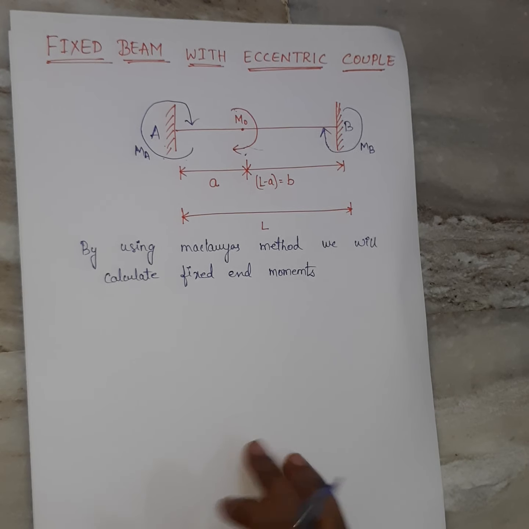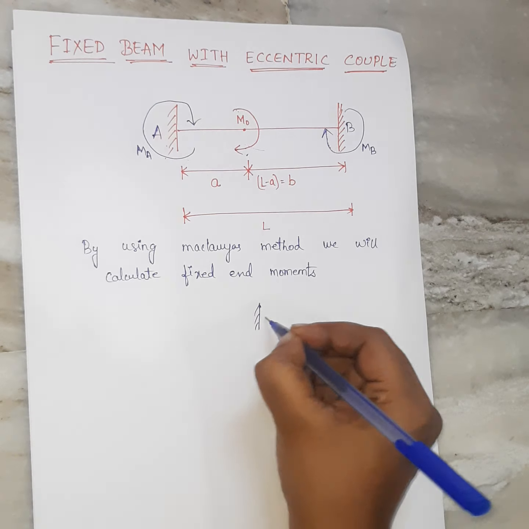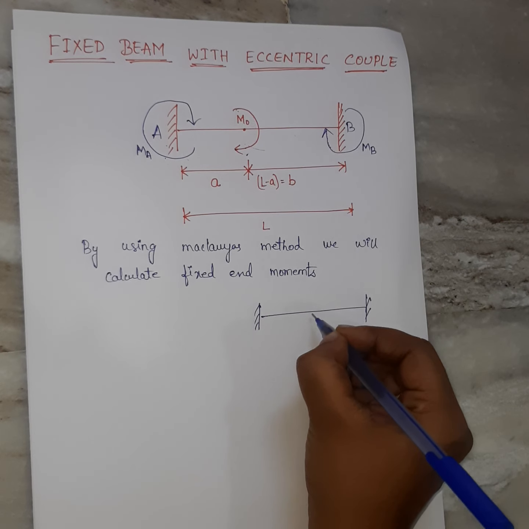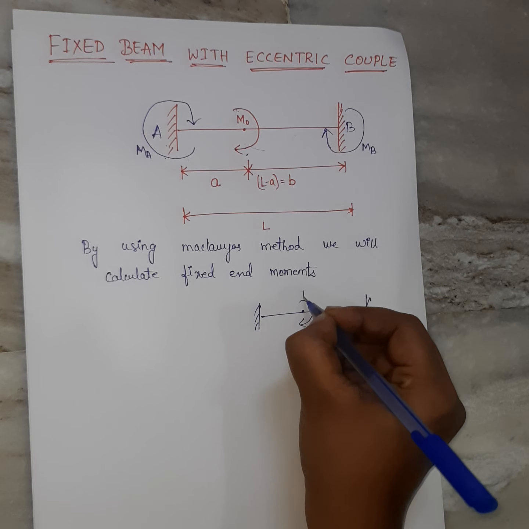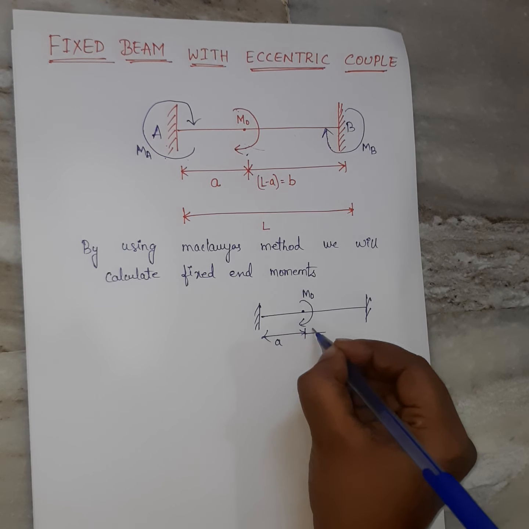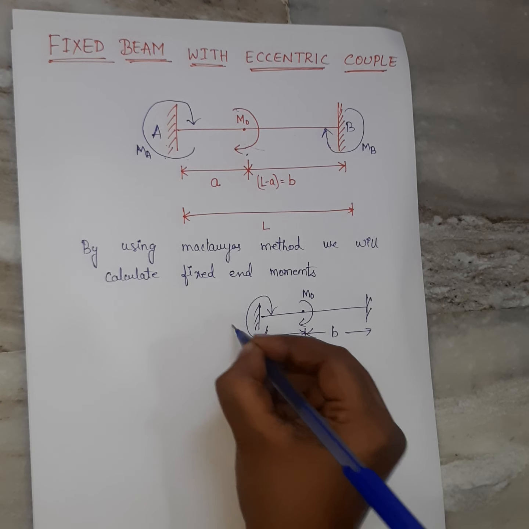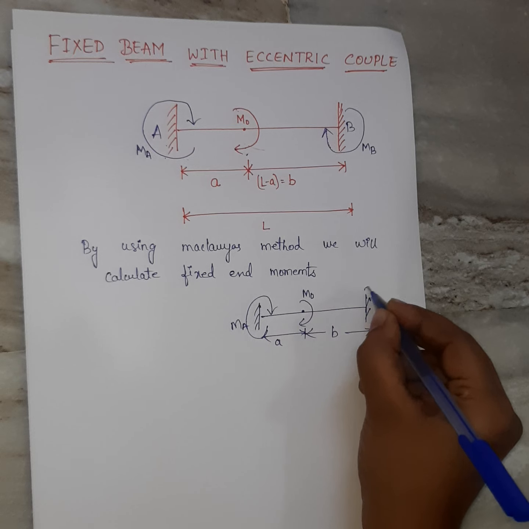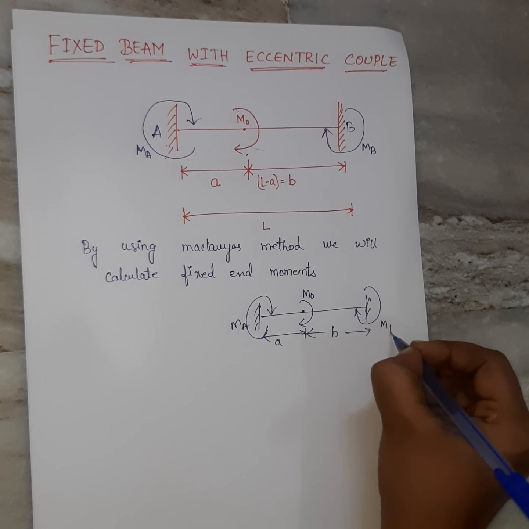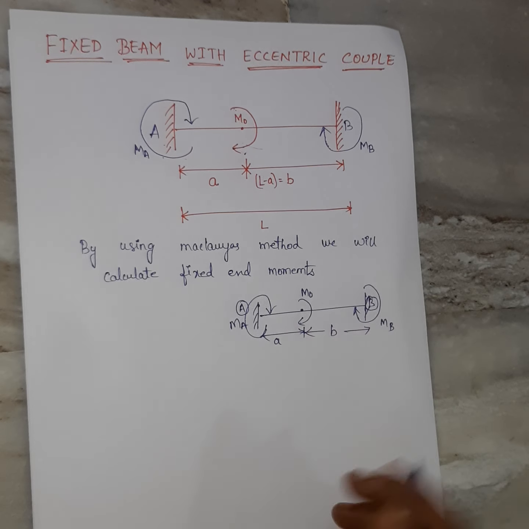Before calculating fixed end moments, see here, now once again I am drawing here, this is my fixed beam when couple is acting with some eccentricity. This is my moment at A and this is my moment at B. This is my fixed end moment at A and this is my fixed end moment at B. This is my A point and this is my B point.